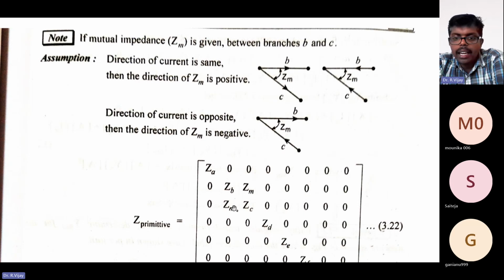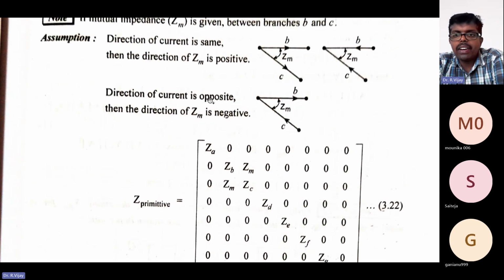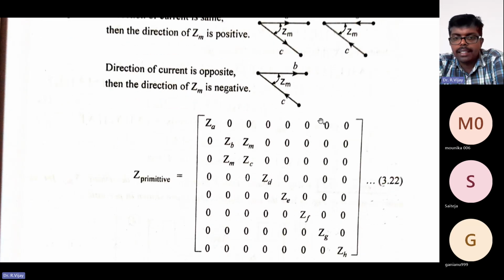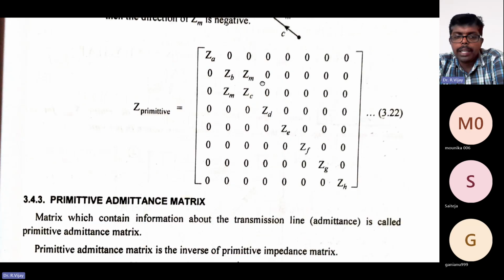So that's why we are adding the ZM here. That is mutual impedance, the same as in the primitive admittance matrix. If the current is in the opposite direction like this, then the ZM is negative, so here you have to add a negative mark. If the current is in the opposite direction, that you need to remember. One of the key points you need to remember.